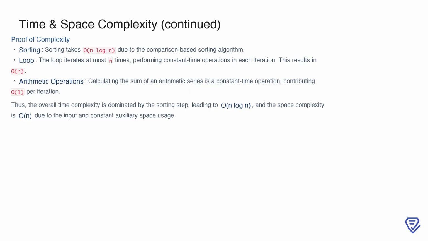Furthermore, calculating the sum of an arithmetic series, like inventory[i] times (inventory[i] plus 1) / 2, is a constant time operation, adding O(1) per iteration. When we combine these, the overall time complexity is dominated by the sorting step, leading to O(n log n). For space complexity, the input inventory array occupies O(n) space, and the algorithm uses only a small amount of constant auxiliary space. Therefore, the space complexity is O(n). This confirms the efficiency of the solution both in terms of time and space usage.